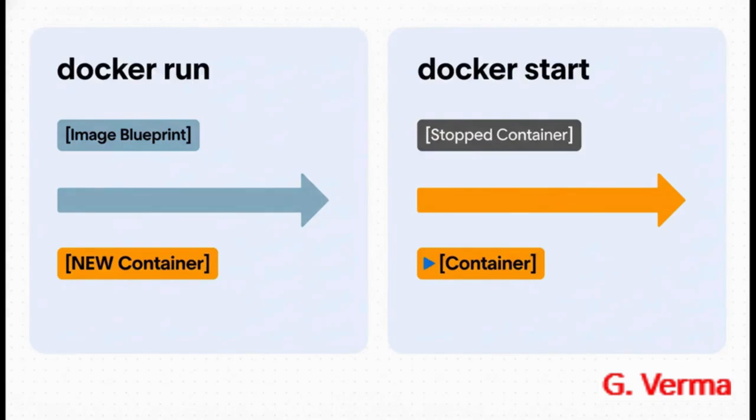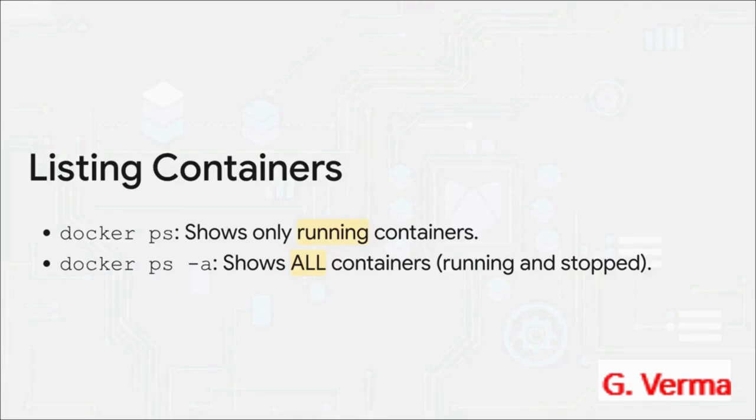Okay, pay attention, because this slide clears up something that trips up so many people. What's the difference between docker run and docker start? docker run takes a blueprint, an image, and builds a brand new container from scratch. But docker start finds a container you already built that's just been stopped, and it turns it back on. So run creates, start revives. It's a key difference. Now, to see all these buildings you've created, you use the command docker ps. But by default, it'll only show you what's currently running. If you want to see everything, both running and stopped containers, you gotta add that -a flag for all. This is an essential command for just keeping tabs on your workspace.